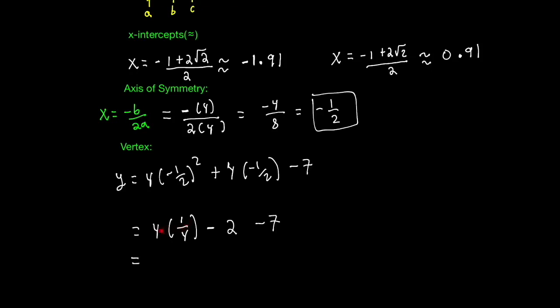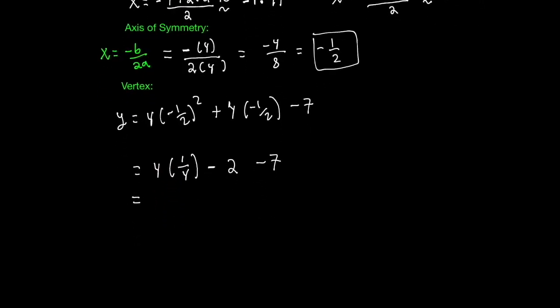Here, the 4 times 1/4 is just going to give me a 1. So we have to evaluate 1 minus 2 minus 7. 1 minus 2 is negative 1. And then if we subtract 7, we're going to get negative 8. So our vertex is going to be the axis of symmetry, which is negative 1/2. And what we just evaluate for y, so negative 8.